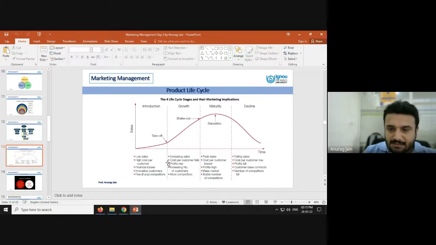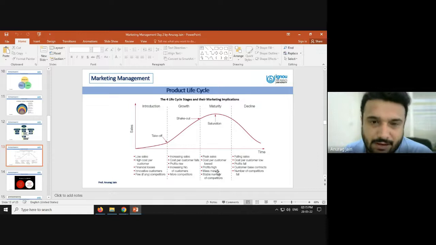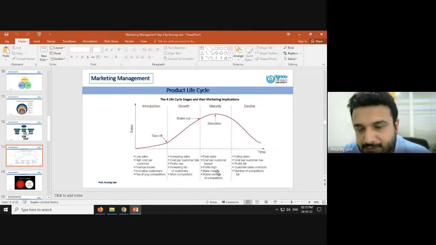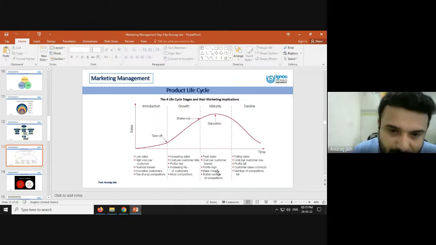I'm not going to discuss all these implications in much detail. When I share these slides with you, and maybe you will be referring to your study material, you will get these details very easily. I'm just going to discuss the basic understanding about this model which is over there.